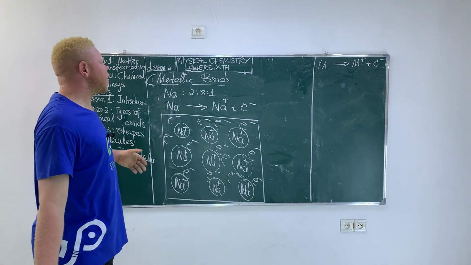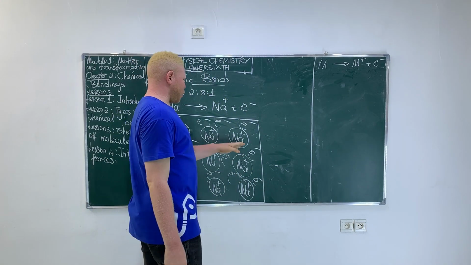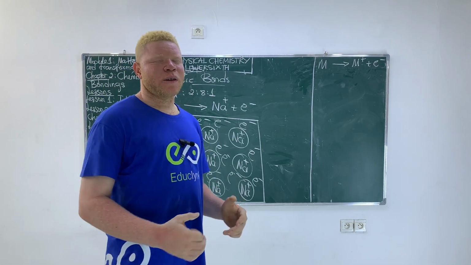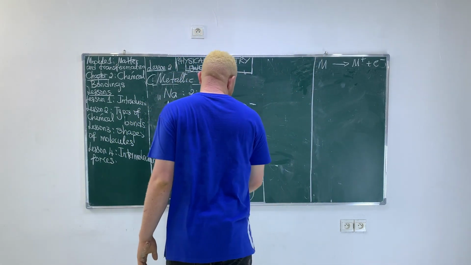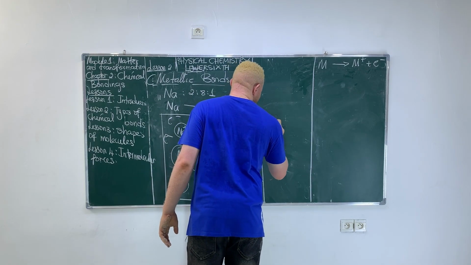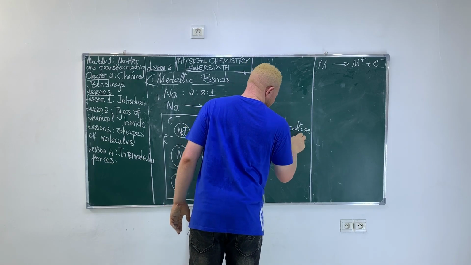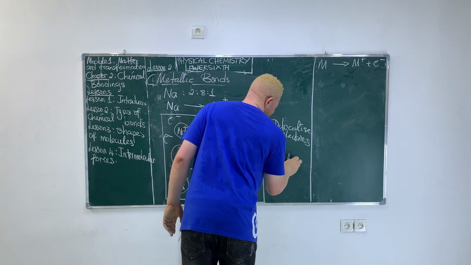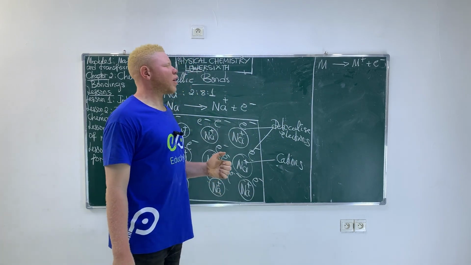So we have positive cations embedded here. These are the positive ions that are swimming. We can say they are swimming in a sea of delocalized electrons. Here we have delocalized electrons, and here we have cations. So these cations are swimming in a sea of delocalized electrons.